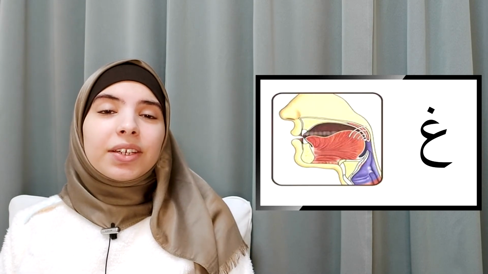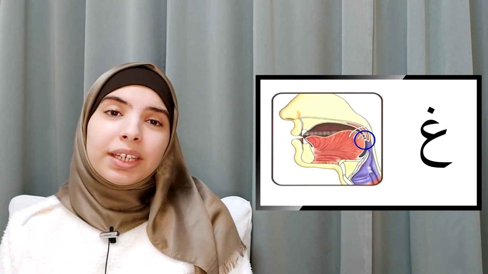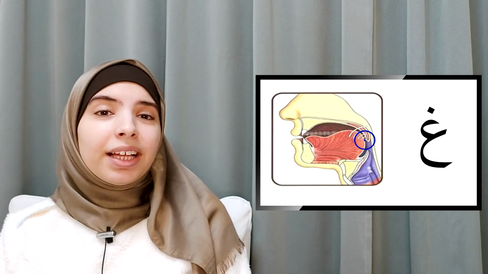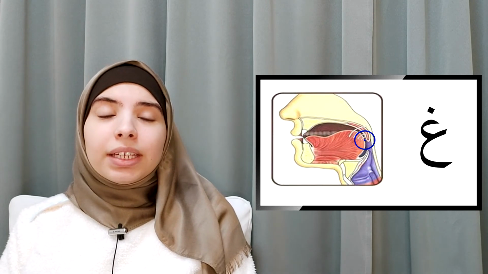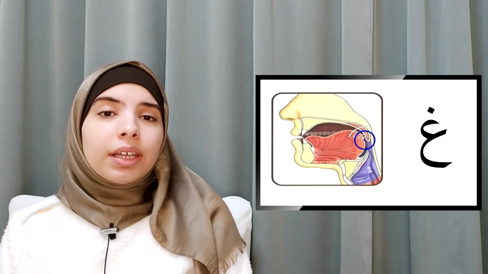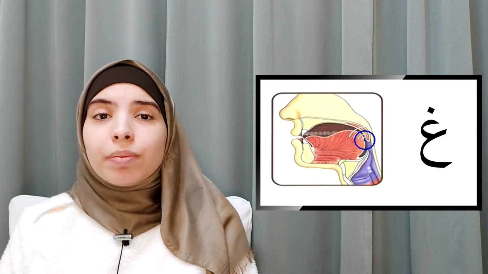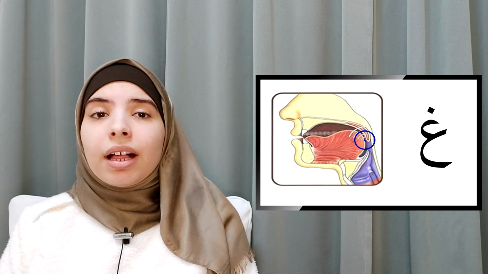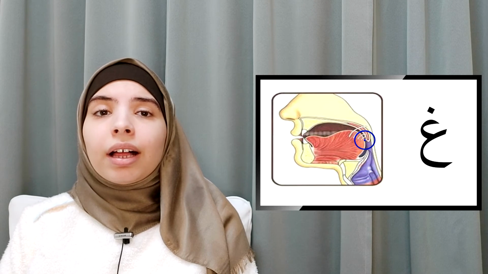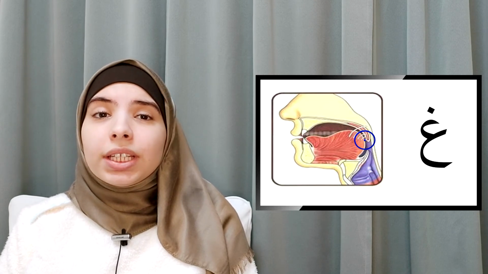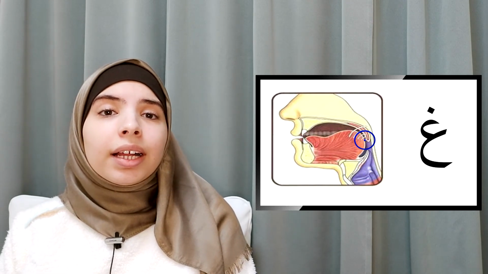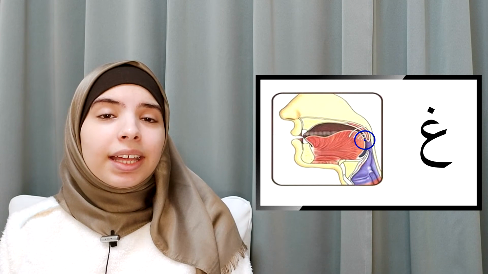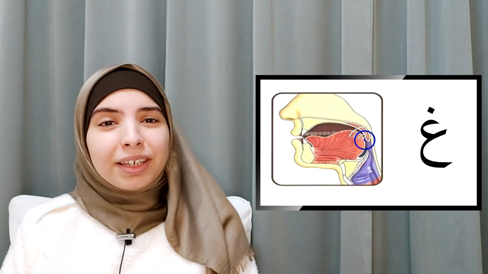Ghain. Ghain sound is articulated from the top of the throat here, just like Kha, but Kha is voiceless, while Ghain is voiced. So to pronounce Ghain, you can start with Kha sound and try to constrict your throat muscles. You say Agh, Agh, Gh, Ghain. You shouldn't allow the air to flow through your mouth. Agh, Gh, Ghain. It is similar to the sound of gargling, right?